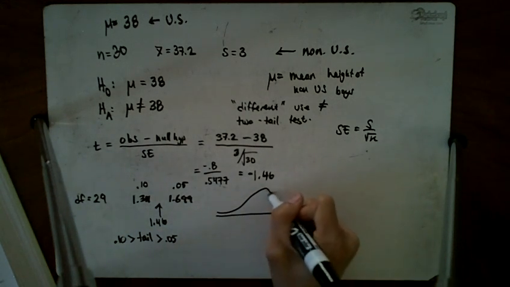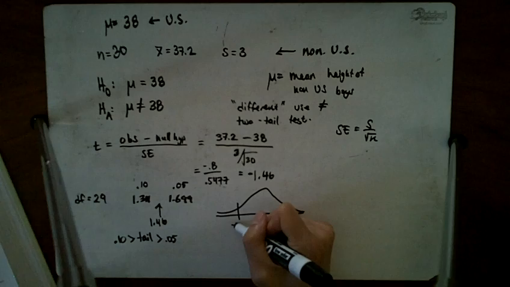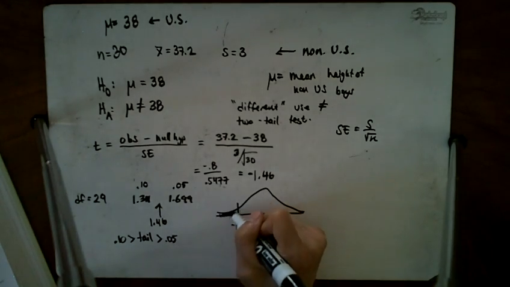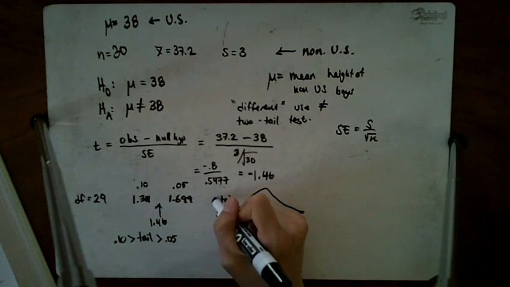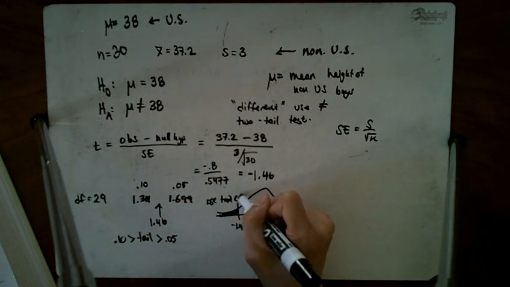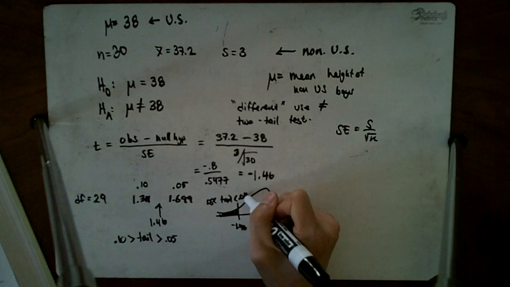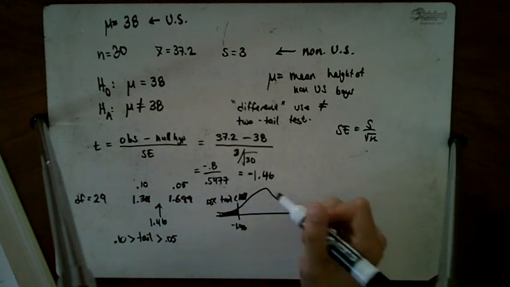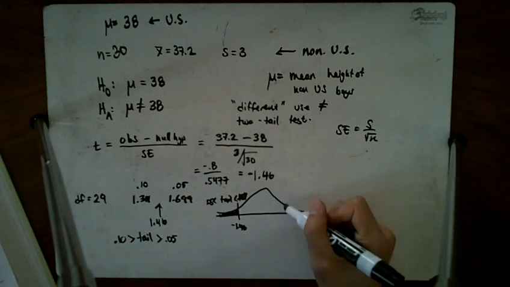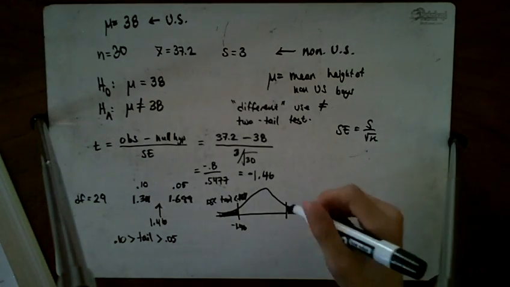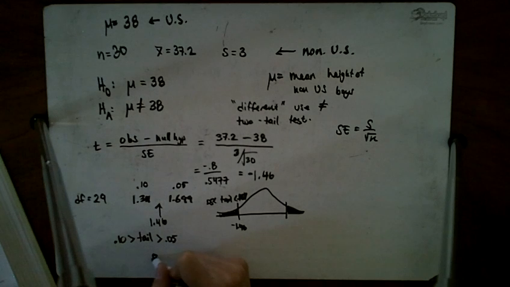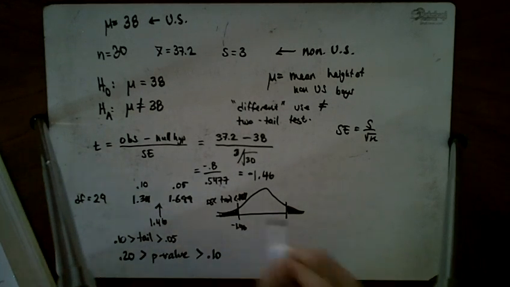So again, looking at our picture, when I draw a line at 1.46, this area, I don't know exactly what it is, but it's more than 0.05, but less than 10%. So maybe it's at 6%, 9%, whatever, something in between 5 and 10%. But I've got two of these because I've got a two-tailed test. The not equal to sign means I've got a two-tailed test. So my total p-value is going to be more than 10%, but less than 20%.